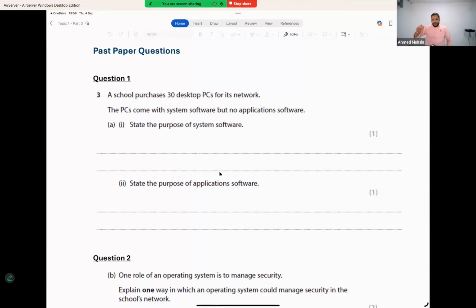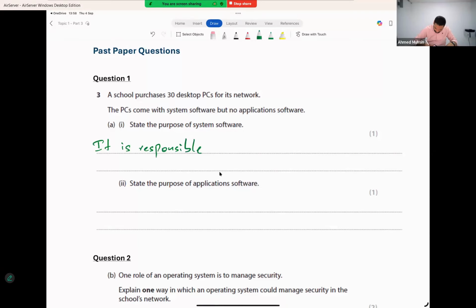Shall I say it manages the whole computer system? System software manages your entire computer system, isn't it? In order to do this, it has utilities and operating system and drivers and language translators, but it basically manages the whole computer system. It is responsible for managing an entire computer system.